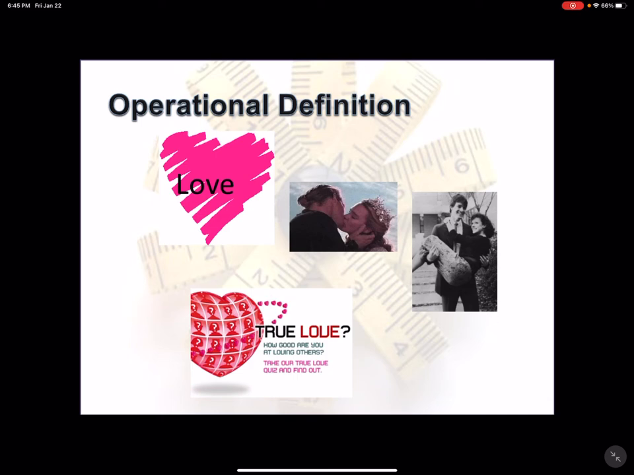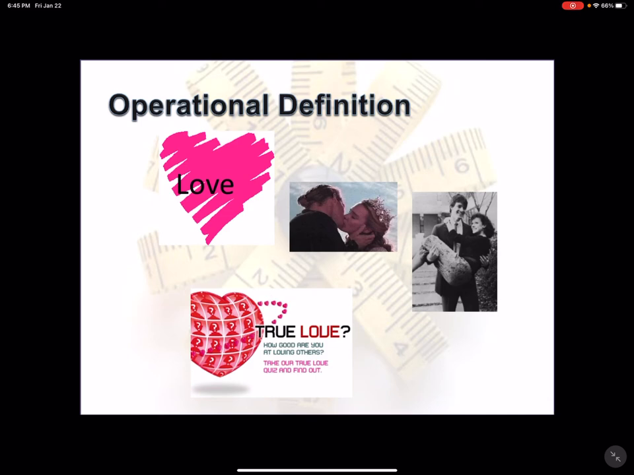Now, the point about operational definitions, they're great. They're really, really great because they're empirical, they fit the scientific method, we can measure them, we can agree on the results of the study. But the problem is that we might not be measuring what we think we're measuring.